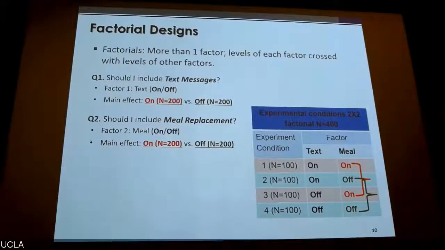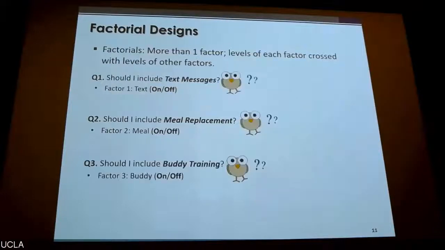Okay, but usually we don't have only 2 components that we want to screen out. Usually we have more than that. So let's see what happens to this design if I add another scientific question that I want to answer. In addition to the first 2 questions, now I want to know, should I include body training in my package? So I'm going to add another factor for body training. Again, it will have 2 levels, on and off, right? So now what I'll do is I'll conduct a 2 by 2 by 2, where I cross the 2 levels of text messages with the 2 levels of meal replacement with the 2 levels of body training.